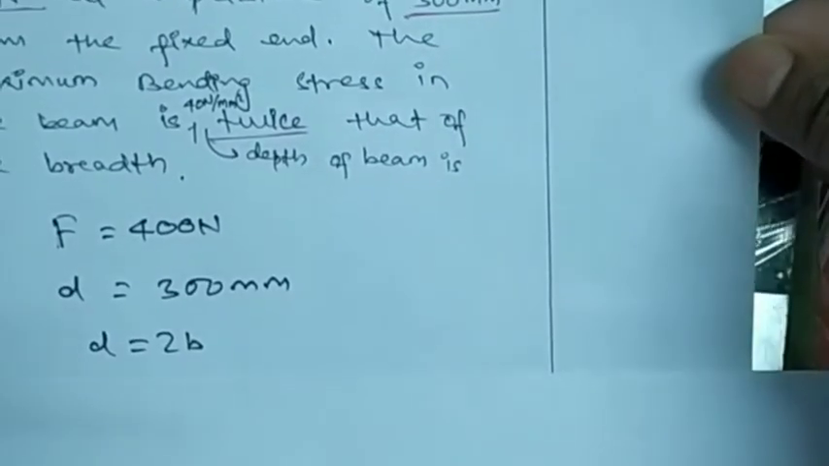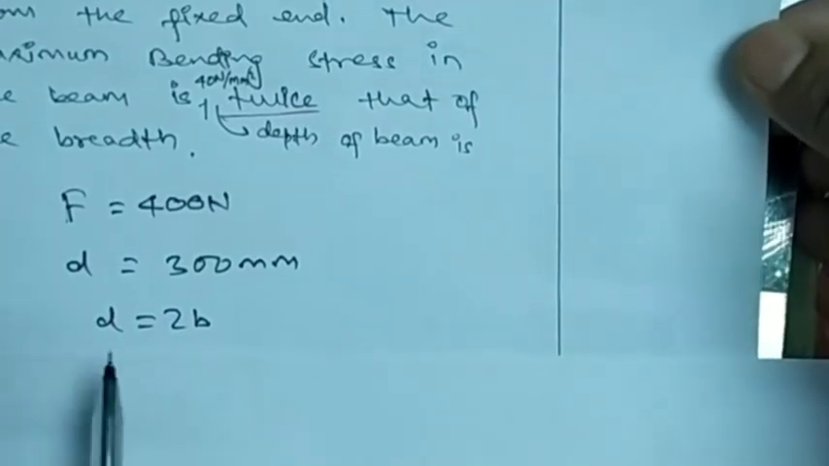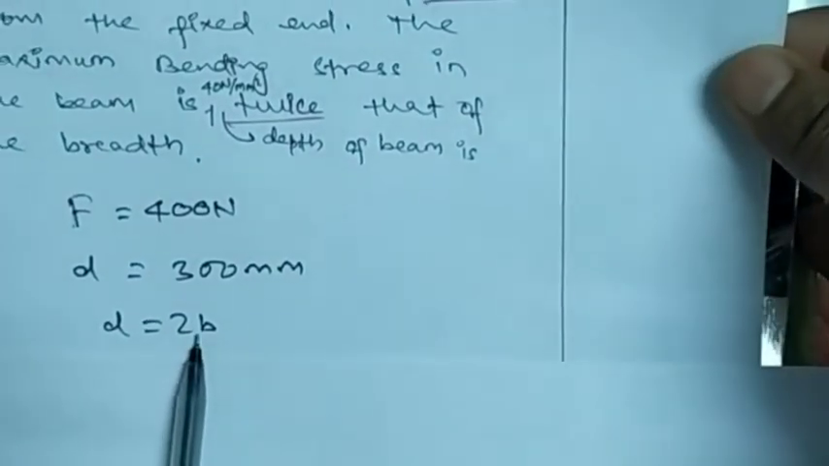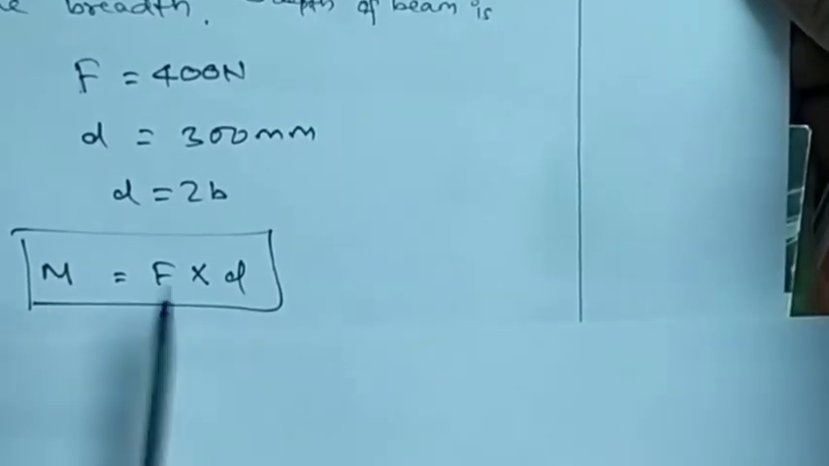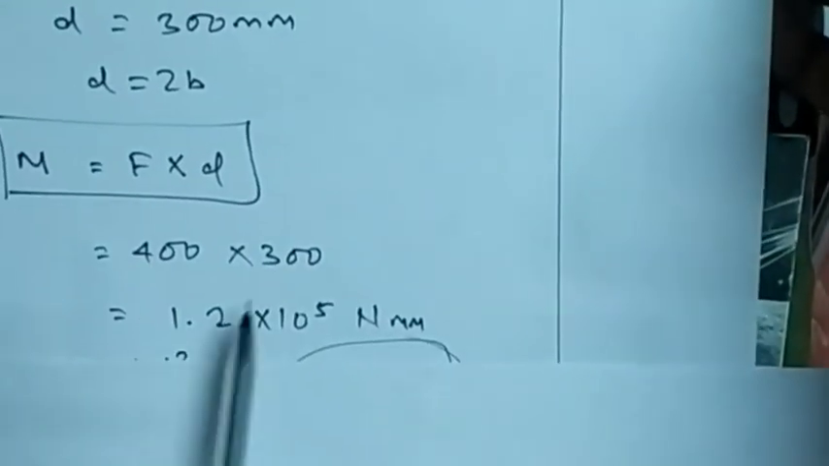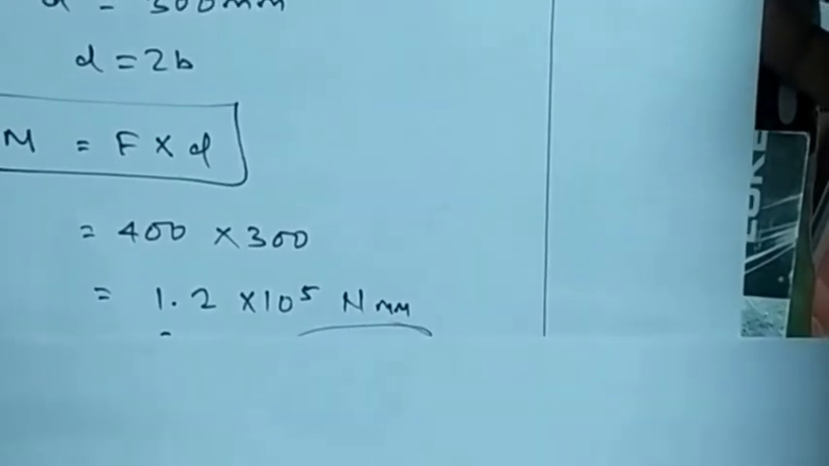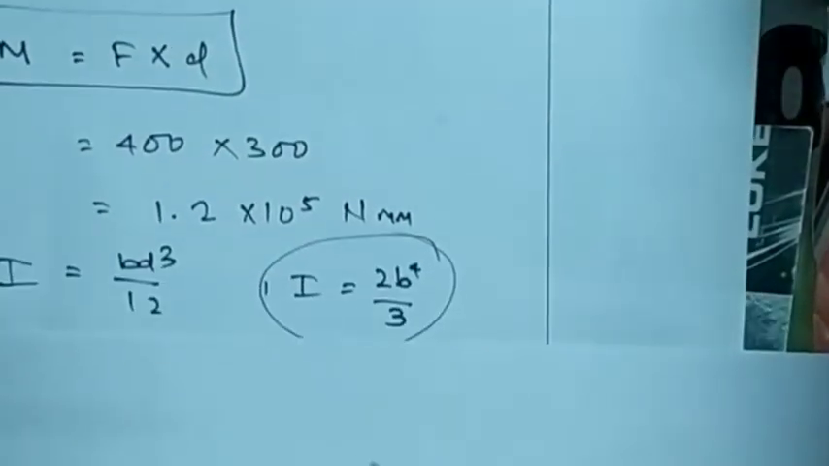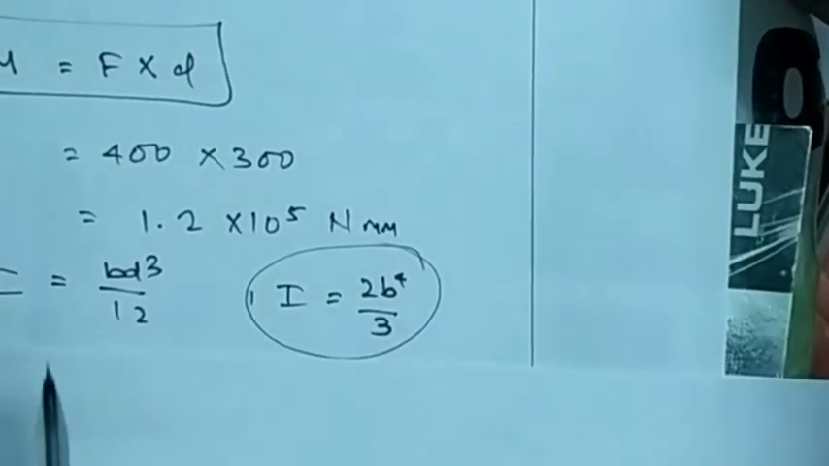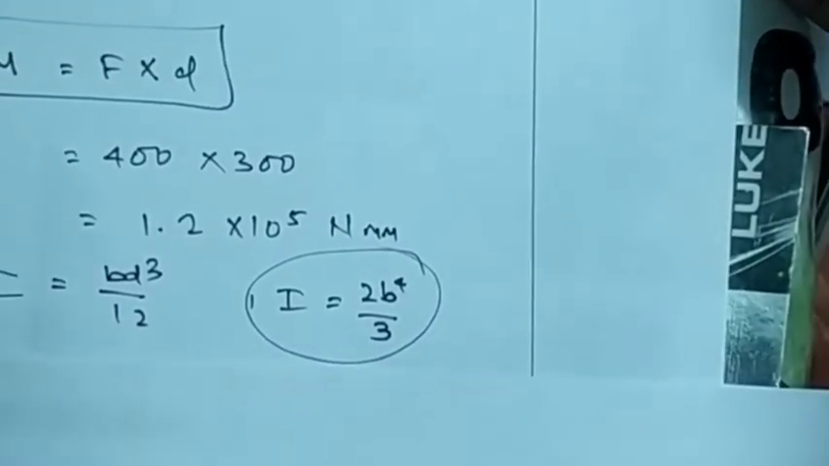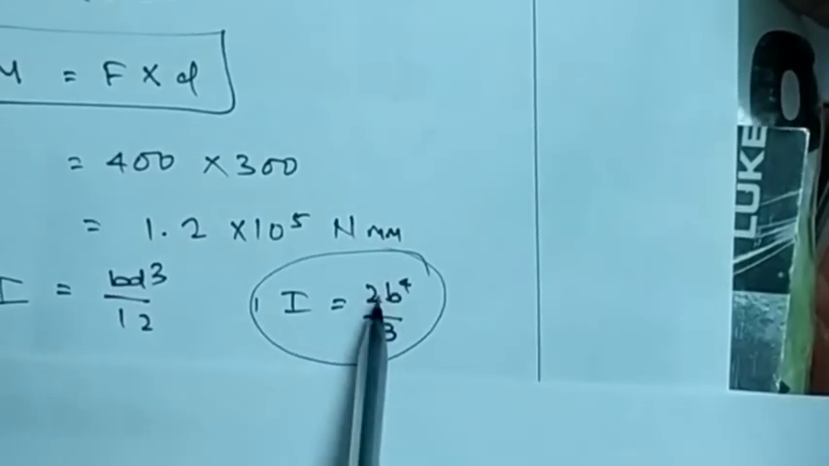So we come to know that F is given as 400, D is given as 300 millimeter, and the depth D is given as 2B. Here, by using the formula M is equal to F into D, we can calculate the value of M, that is 400 into 300. It comes out to be 1.2 into 10 raised to the power 5 Newton millimeter. After this, we can use the formula for inertia, that is BD cube by 12 for a rectangular section. We also know that D is equal to 2B. So replacing D with 2B, we get I as 2B raised to the power 4 by 3.